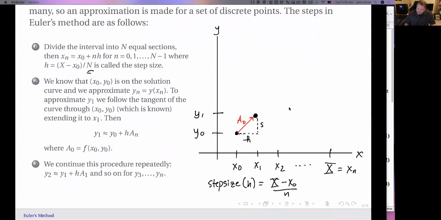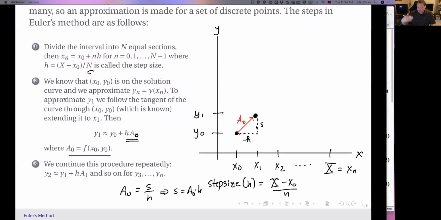Well, you can easily say that a naught is s divided by h, right? Rise over run. Well, the pieces that we know are h and a naught. We know the step size because we know how we spaced apart these subdivisions. And we know the slope because the differential equation provides it. What we don't know is the gain in value here in the y direction. We don't know s, but you can solve for s. S just turns out to be a naught times h. So you can see that here. To get y1, it's just y naught plus h times a naught, where a naught is f of x naught, y naught.